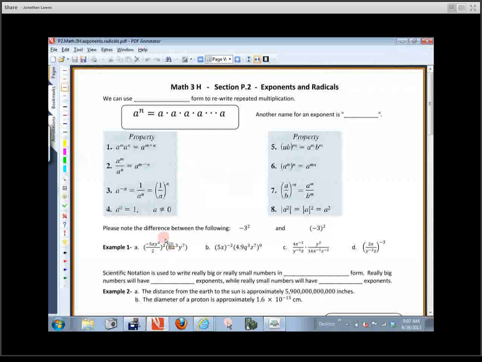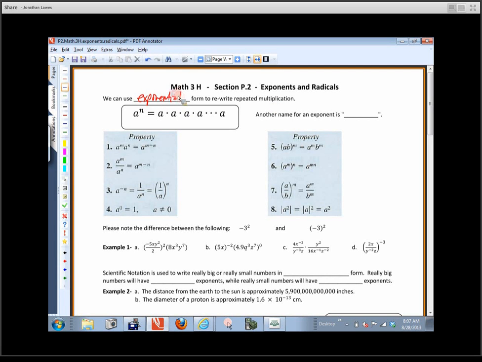Let's see. So this was section P2. It was on exponents and radicals, and I'll get to a section where most of the questions in the emails were. So it says we can use blank form to rewrite repeated multiplication. What form are we talking about? Okay, exponential form.